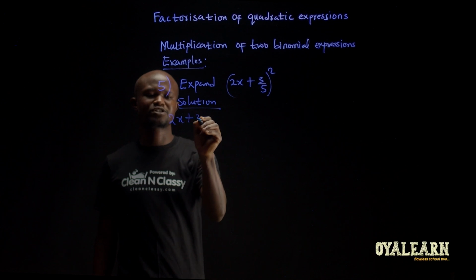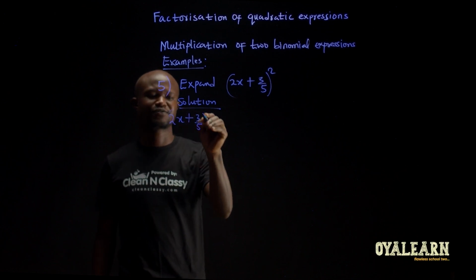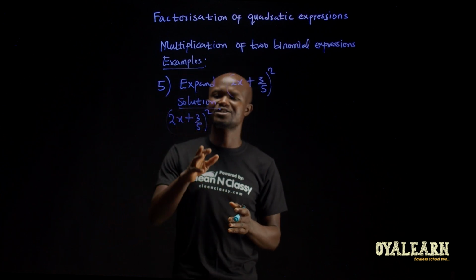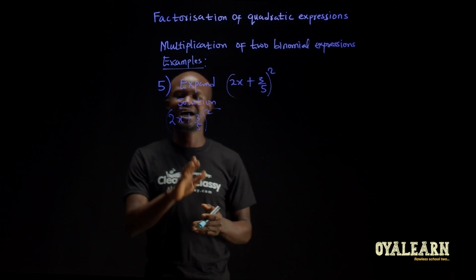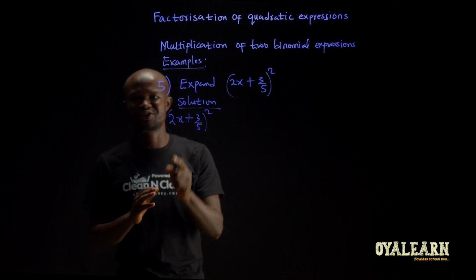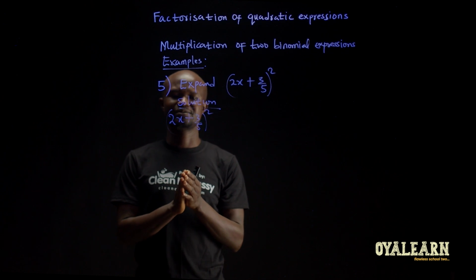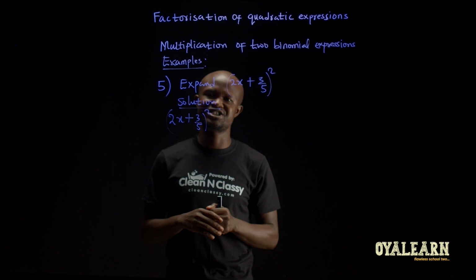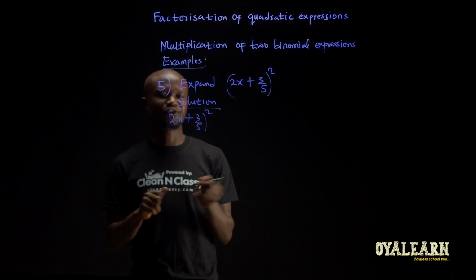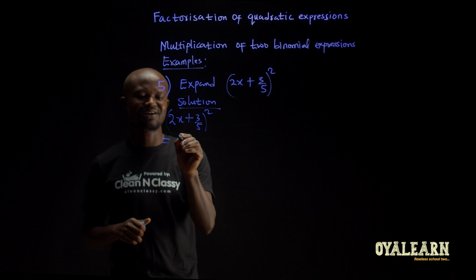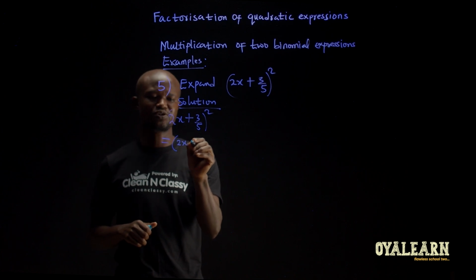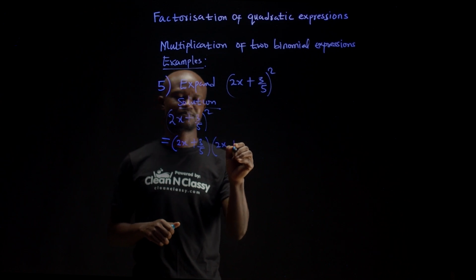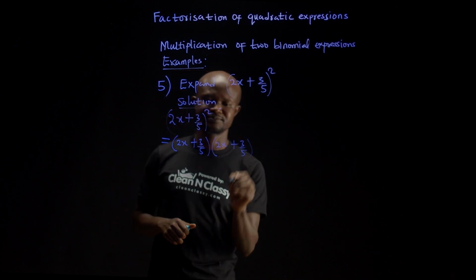(2x + 3/5)². For you to expand this, you can see we have this squared, and what we have inside is a binomial expression. A binomial expression that is dealing with a sum; you can see the addition sign. So for us to expand this, it means you can write this in two places: (2x + 3/5)(2x + 3/5).